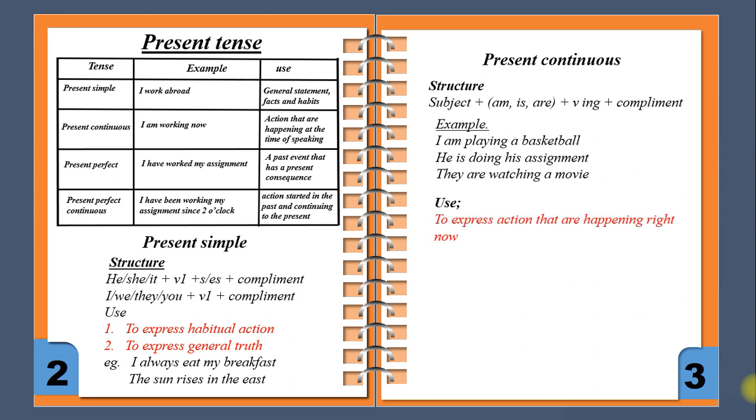Use. It is used to express actions that are happening right now or at the time of speaking. The next one is the present perfect. Structure, subject plus has or have plus V3 form of the verb or past participle plus a complement. Okay, we use has for singular subject and we use have for plural subject.